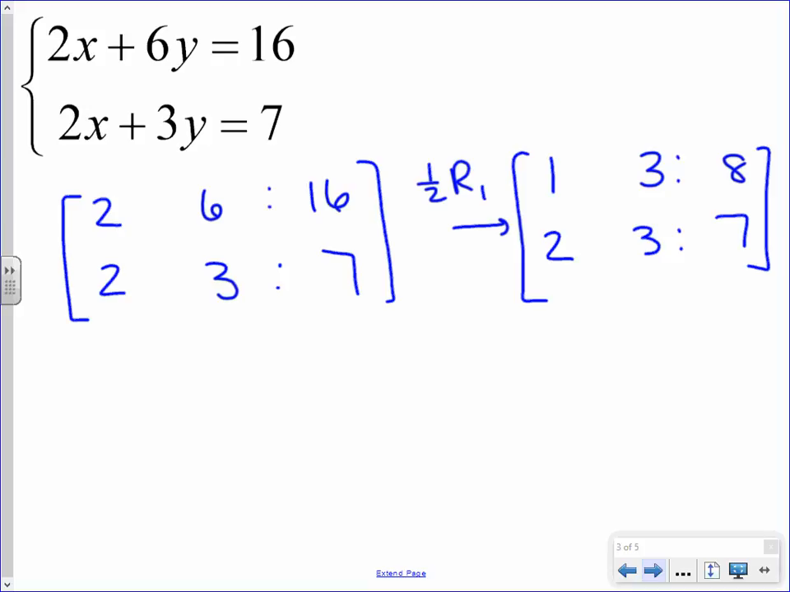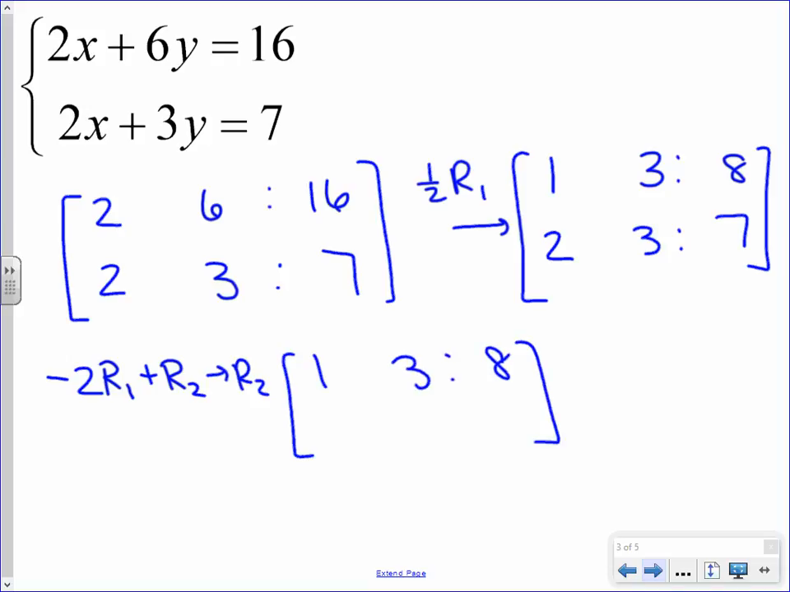But you're thinking, okay, we want this to be 0, right? So we can take negative 2 times row 1 and add it to row 2 to make this a 0. So if we take negative 2 times row 1, we have negative 2 plus 2 is 0. Negative 6 plus 3 is negative 3. And negative 16 plus 7? Negative 9?